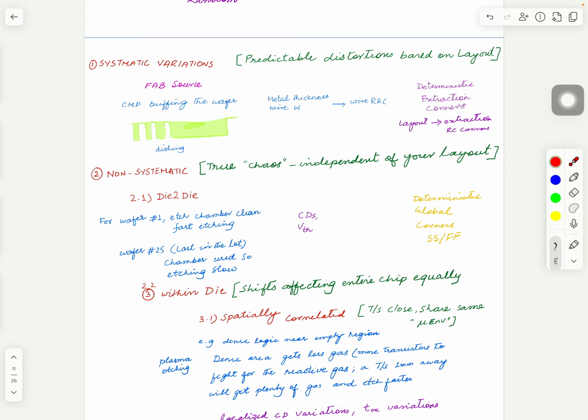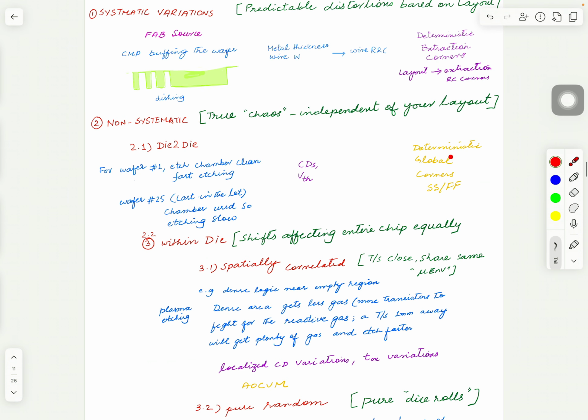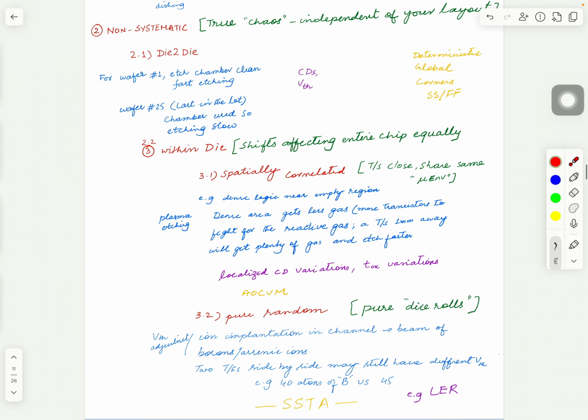And again, this one we model with different dies. One we pick super slow, one super fast, and within super slow we expect that all the transistors vary similarly, all of them are slow or all of them are fast. You understand what I mean? So again, this is not a problem, we are already modeling it in the traditional STA. Then comes this non-systematic component, within the die. These shifts affect the entire chip.